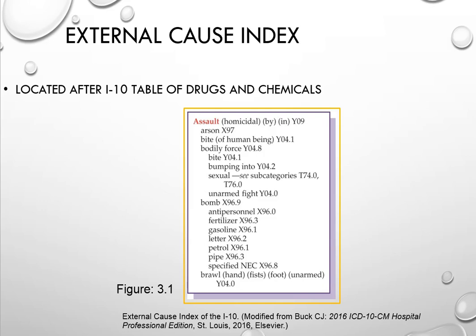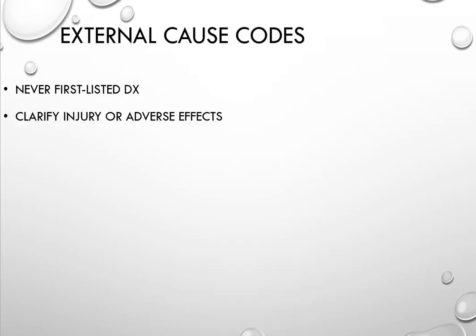circumstances, and other conditions as the cause of injury, as well as adverse effects. And these are all listed alphabetically in the external cause index. These codes are reported to clarify injury or adverse effect, and they are never reported as a first listed diagnosis. The code terms describe the external circumstances under which an accident, an injury, or an act of violence occurred.